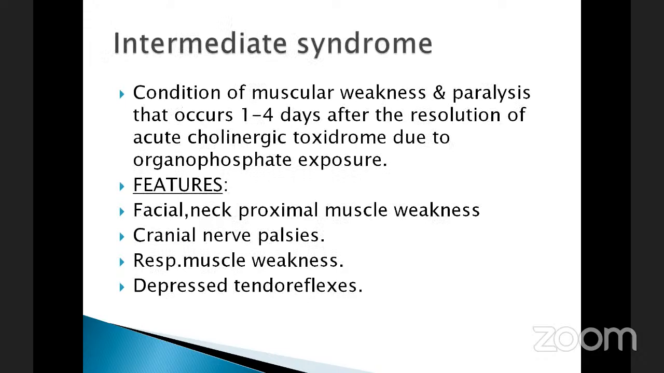Coming to intermediate syndrome, even after treatment, some amount of OP poison can be deposited in adipose tissue or fatty tissue. Later on it is released into the system, mainly seen as muscular weakness and paralysis that occurs 1 to 4 days after the resolution of acute cholinergic toxidrome due to organophosphate exposure. The clinical features mainly include facial or neck proximal muscle weakness. The patient can't hold their neck, and there are cranial nerve palsies, respiratory muscle weakness, and depressed tendon reflexes.